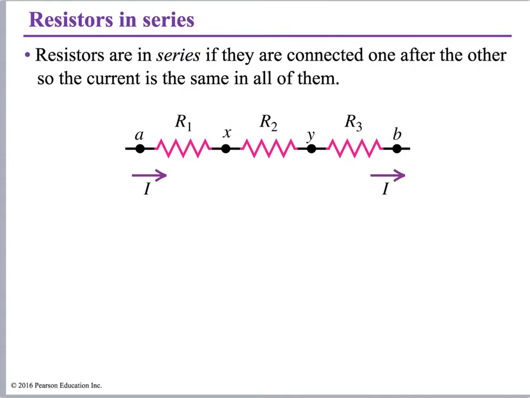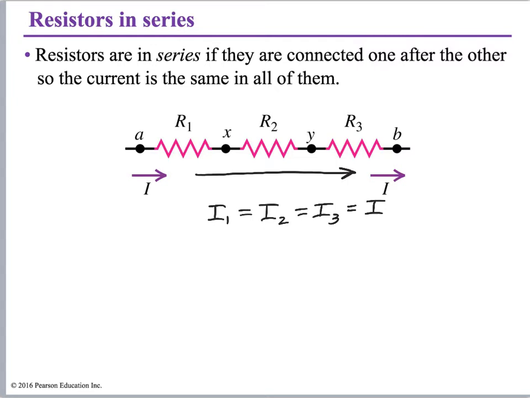Okay, so if we have resistors in series, what we're going to find is that the current through all three resistors is the same because there's nowhere for the current to go. So the current through resistor 1 is the same as the current through resistor 2, which is the same as the current through resistor 3. We'll just call that current I.